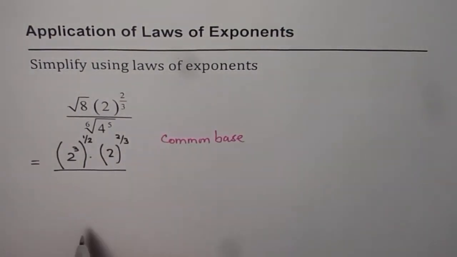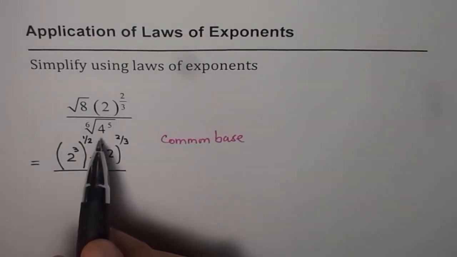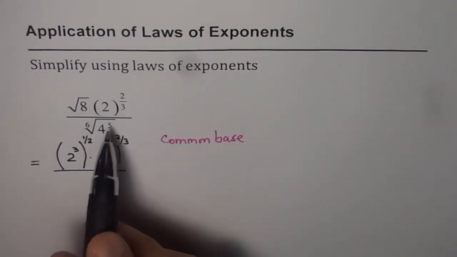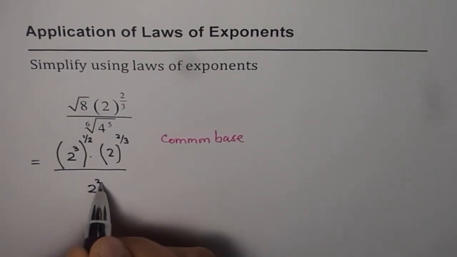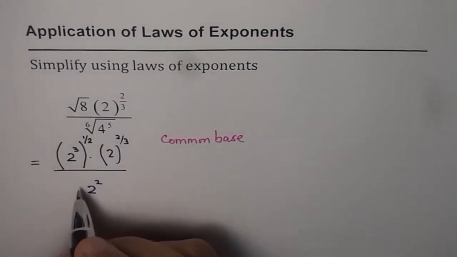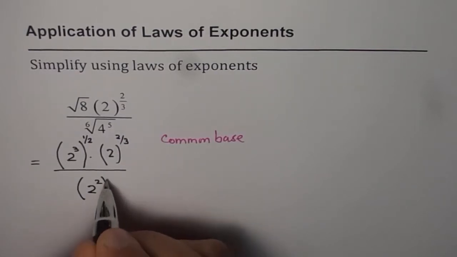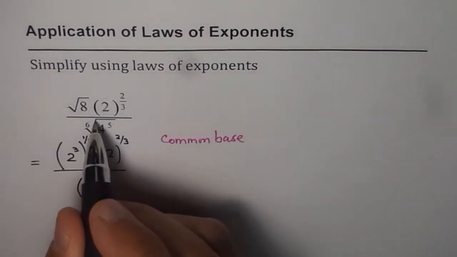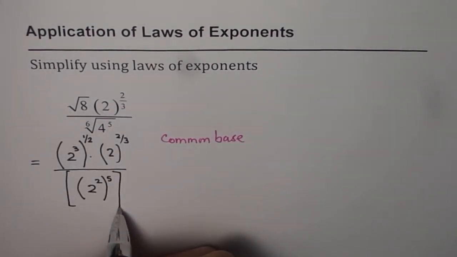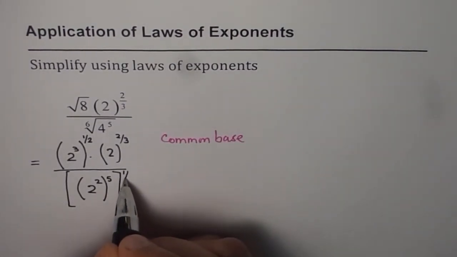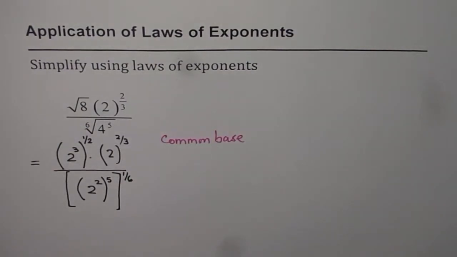Now the denominator for us is 4. 4 can be written as 2 square, right? So if I write 4 as 2 square, now it is 2 square to the power of 5. So let me write this as to the power of 5. And then on top of it, we have sixth root. So let me put it like this. Sixth root means 1 over 6. Do you see that part?